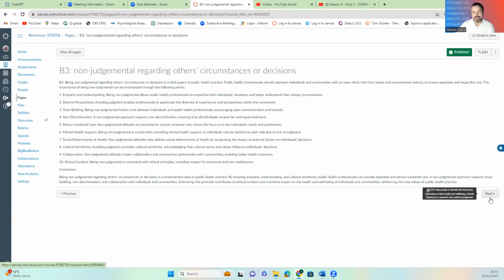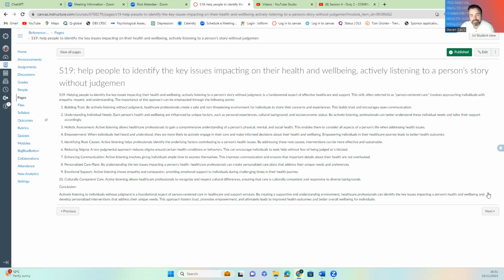You should also be non-judgmental regarding other people's circumstances or decisions. We can be non-judgmental by, again, showing empathy and understanding, understanding diverse perspectives, trust building, being non-judgmental, being non-discriminating, working in a person-centered way, understanding mental health support, social determinants of health, cultural sensitivity, collaboration, and again, those ethical considerations. And we then move on into our skills. So bear with me.